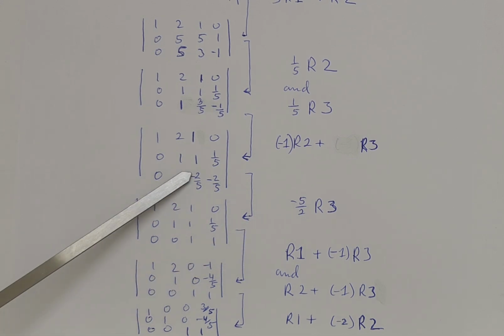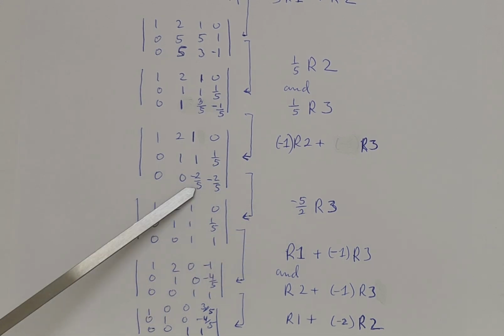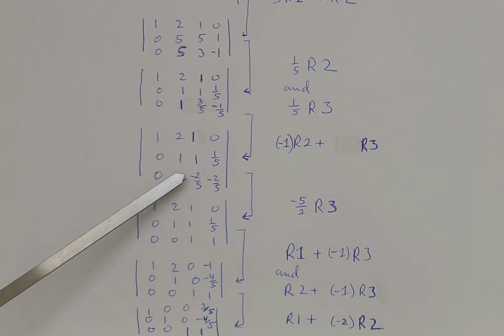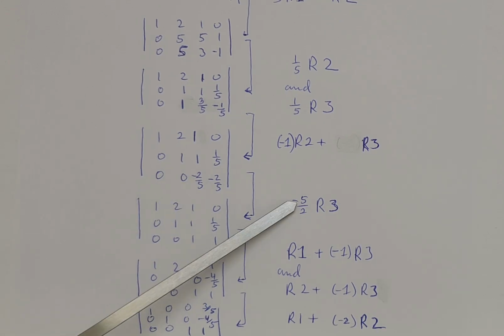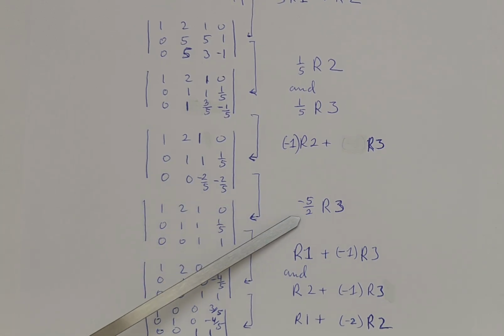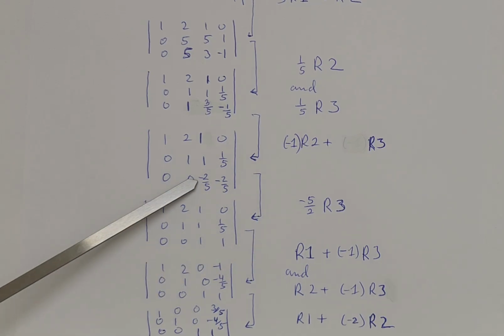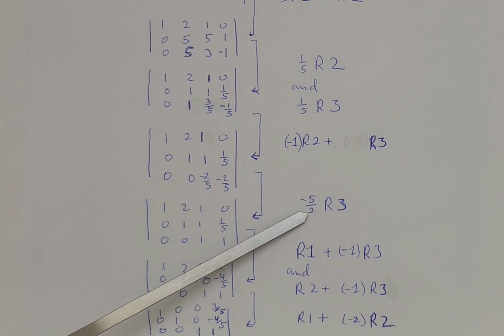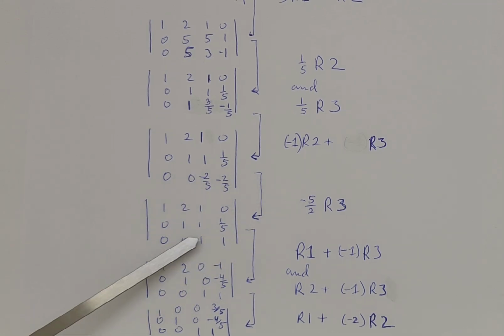5 times 2 is 10. 2 times 5 is 10. So 10/10 is 1. The reciprocal of 2/5 is 5/2, so that I get 1. Negative times negative is positive. 2 times 5 is 10, 5 times 2 is also 10. So 10 divided by 10 gives me 1.